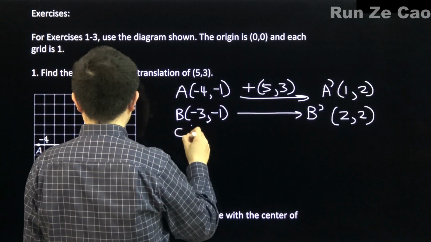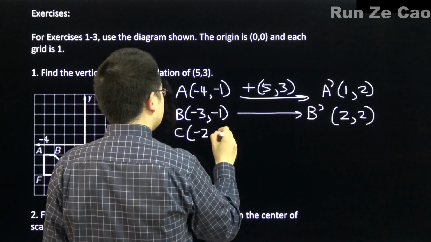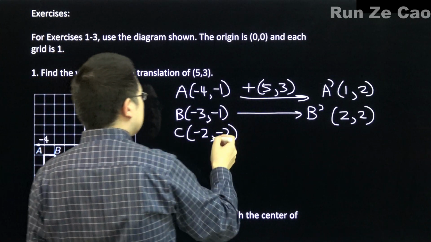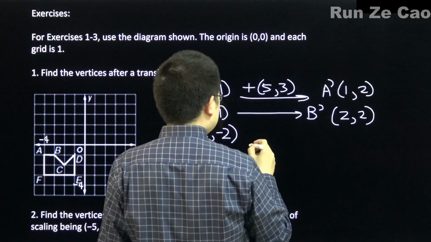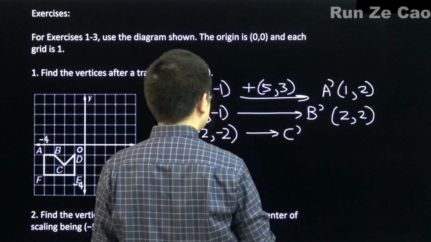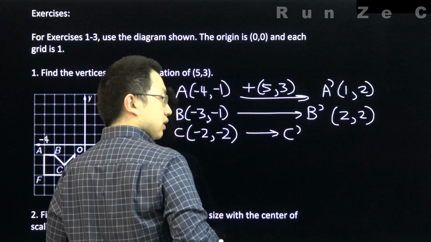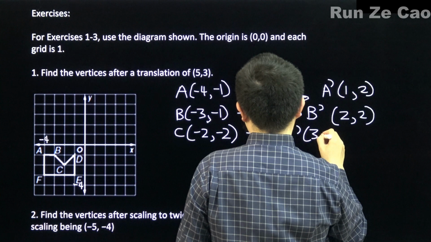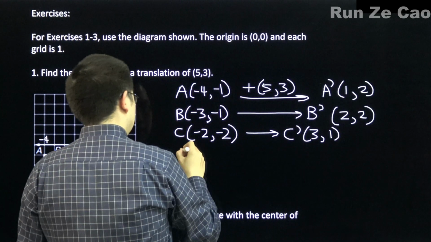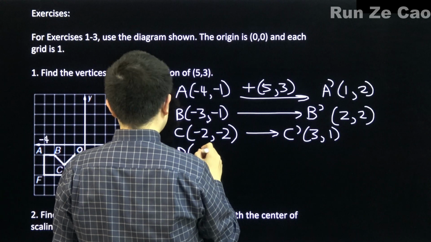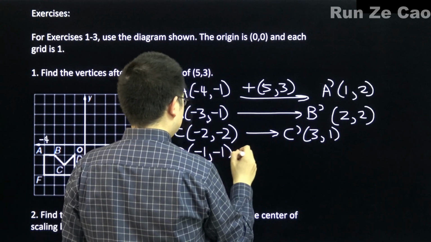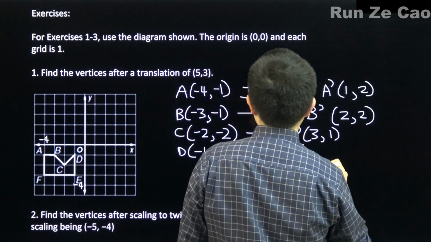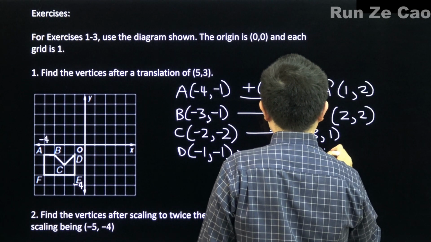For C, which is negative 2, negative 2, we add 5 to the x-coordinate and 3 to the y-coordinate, and that gives us C prime. I'm going to close the table in a little bit, which is going to be at 3, 1. And D is at negative 1, negative 1, which gives D prime. And this is going to be 4, 2.